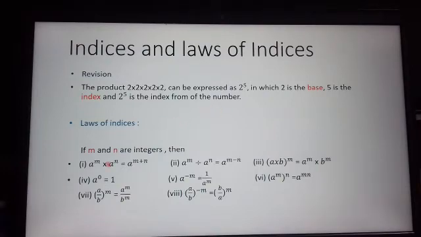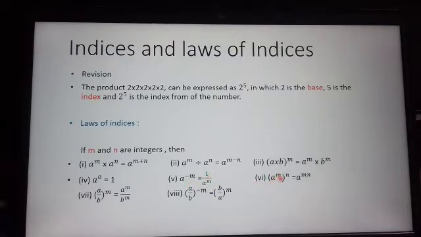If m and n are integers, then a raised to m into a raised to n is equal to a raised to m plus n. A raised to m divided by a raised to n is equal to a raised to m minus n. A into b raised to m is equal to a raised to m into b raised to m. Next, a raised to 0 is equal to 1, and a raised to minus m is equal to 1 upon a raised to m.